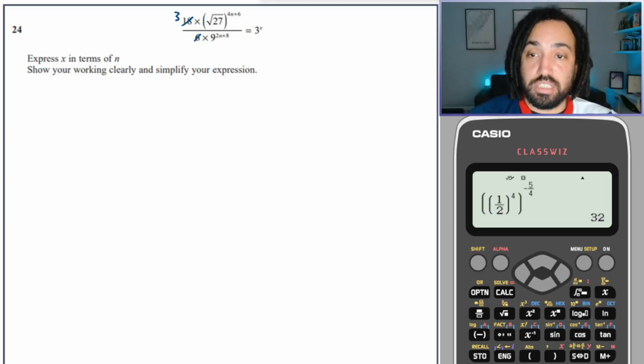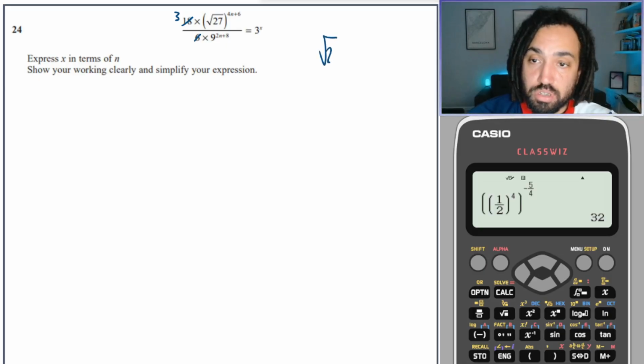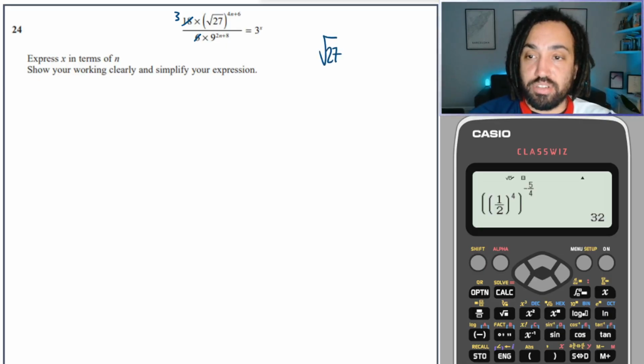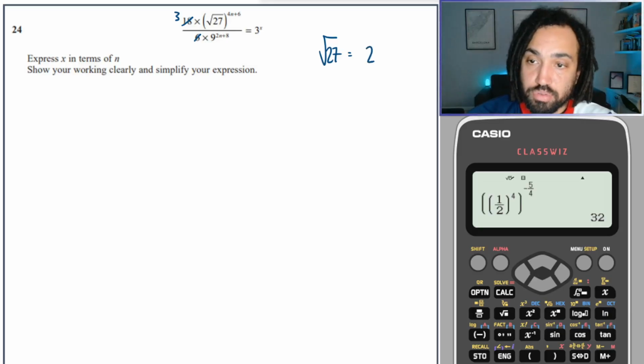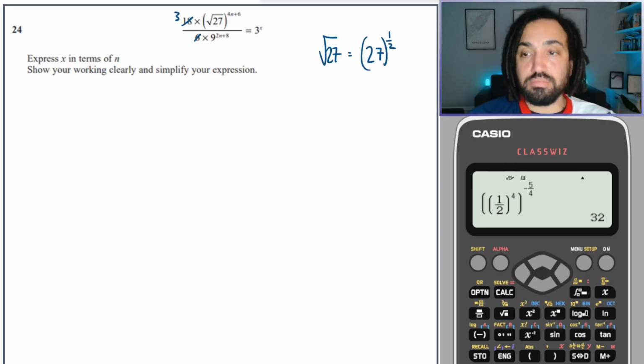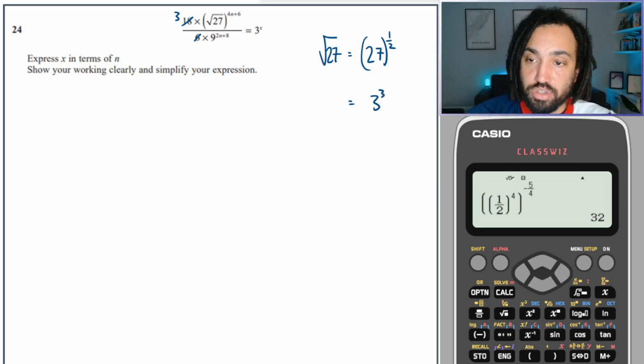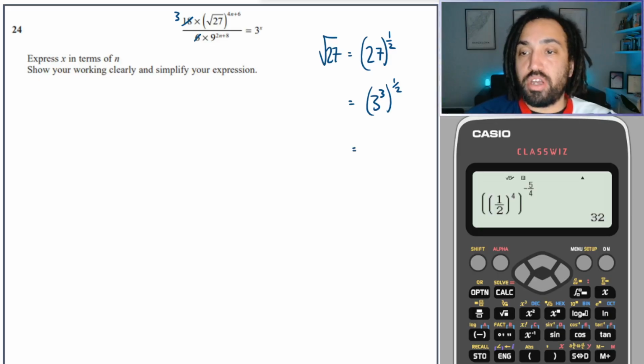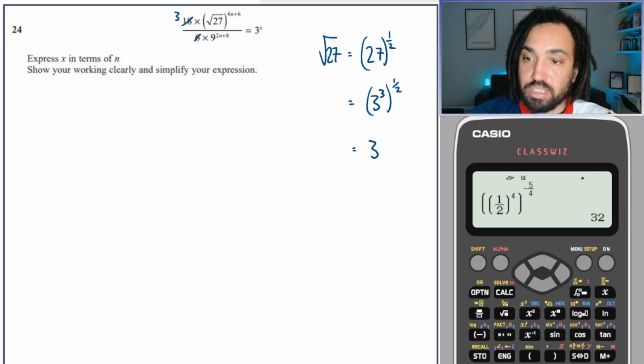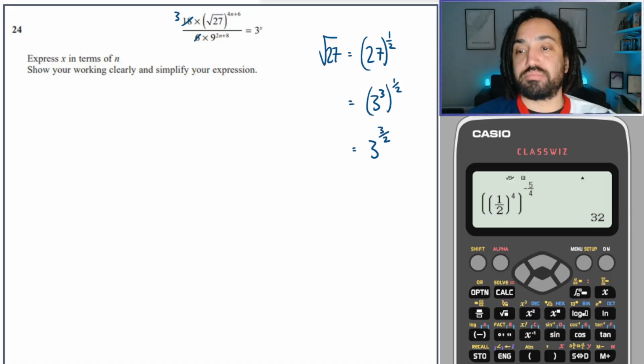Okay, next, the root of 27. Well, we know roots are to the power of half. And we also know that 27 is 3 cubed. And we also know that when you have a bracket situation like this, we multiply the powers. So that gives me 3 over 2, or 1.5.